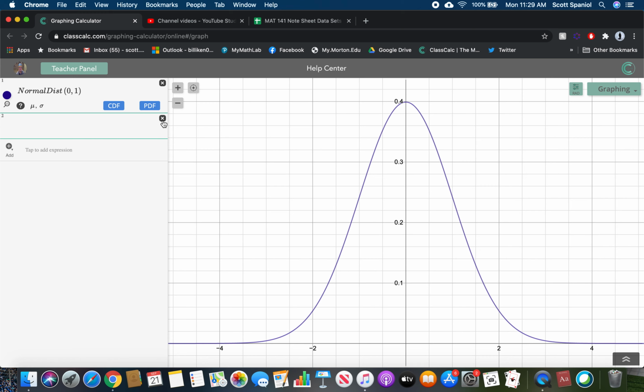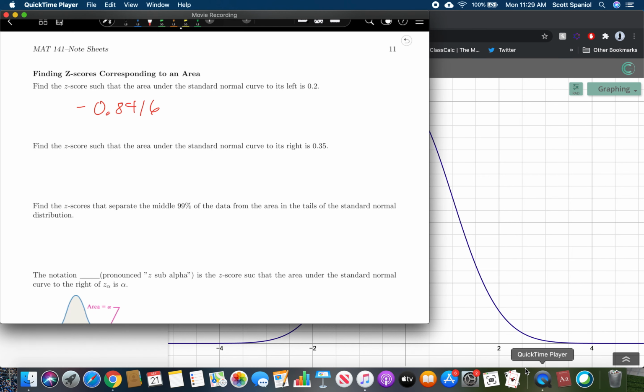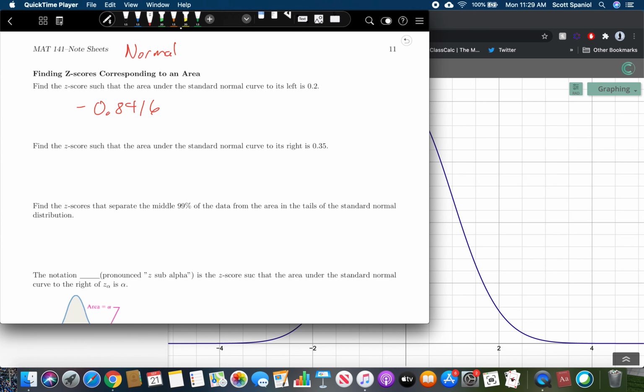Okay. And so what you have to do is you have to add it on to the normal distribution you're already dealing with. Now, this inverse CDF, the command for this is normal distribution, your mean and your standard deviation, dot inverse CDF, and then you put in here the area to the left.